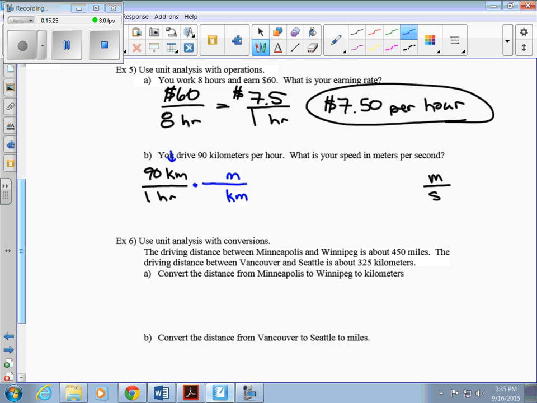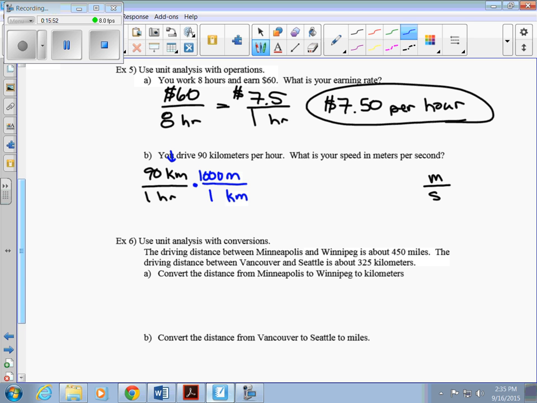So now the way we're going to look at this is which one is bigger, a kilometer or a meter? And that's a kilometer. So we're going to put 1 in front of the bigger one. There's 1 kilometer. Now in 1 kilometer, how many meters are there? Well, we know that there are 1,000 meters in a kilometer.